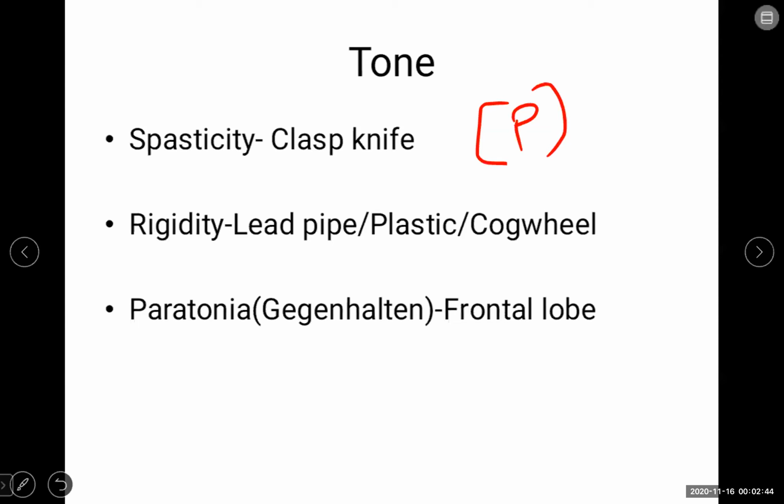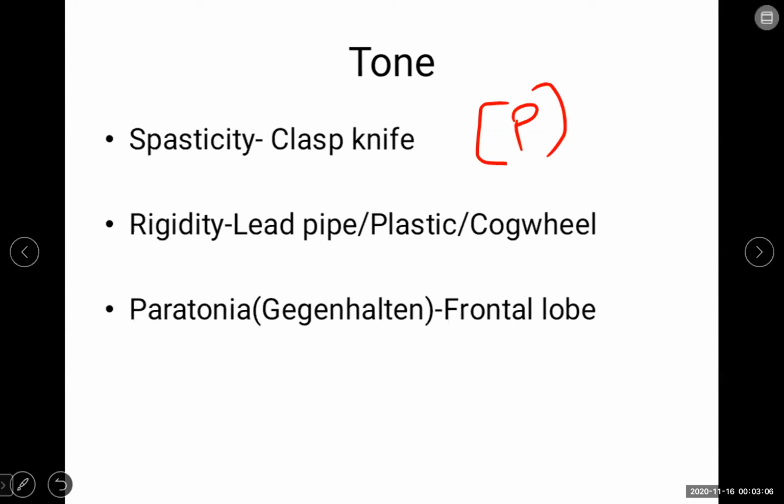The idea is your tone is predominantly exaggerated in the flexors. Similarly, in the lower limb, if you were to test, the tone would be more in the extensors. So if you were to try to extend at the knee joint, you would have an initial resistance followed by a free flow. Now, coming on to the second one, which is rigidity.